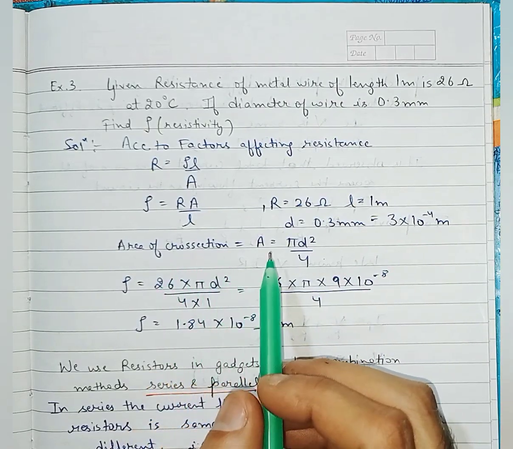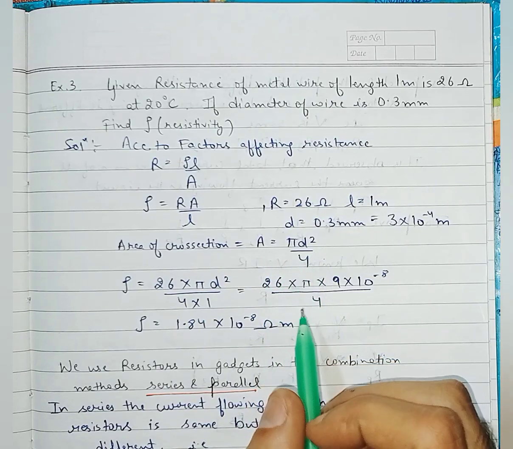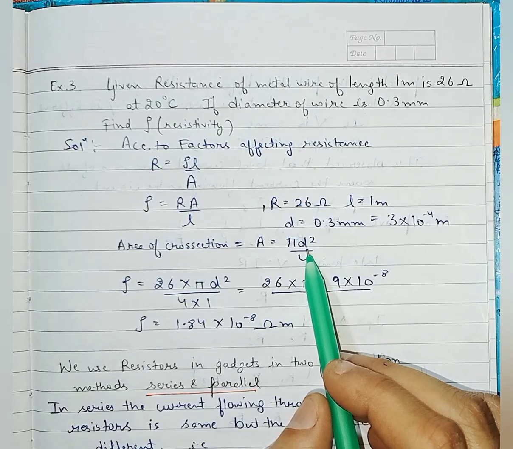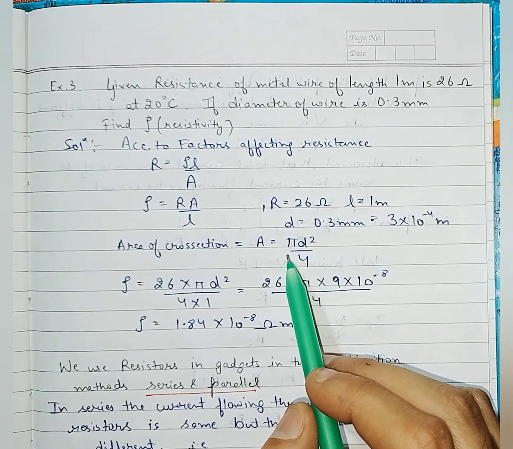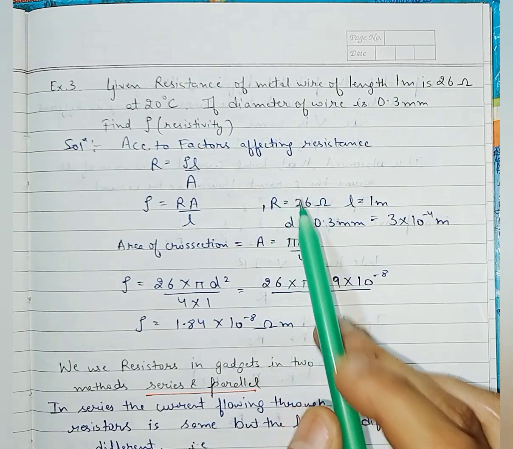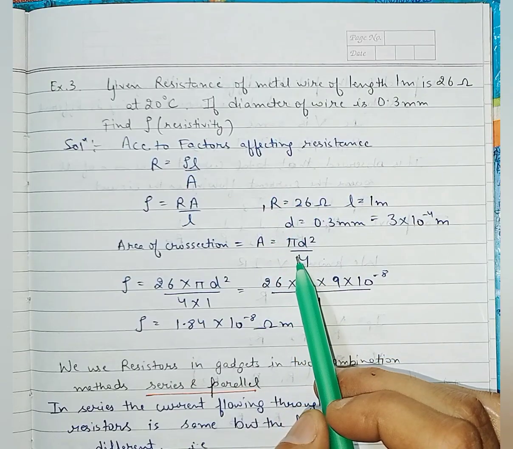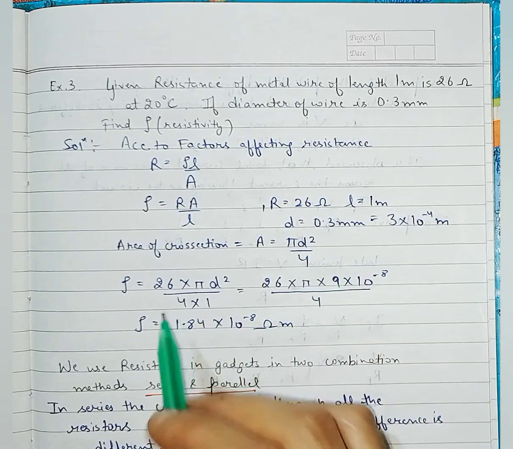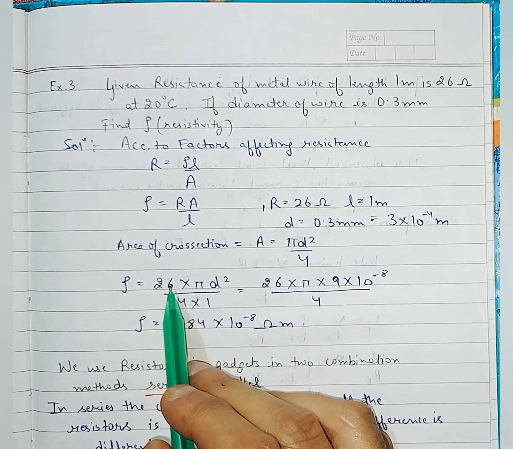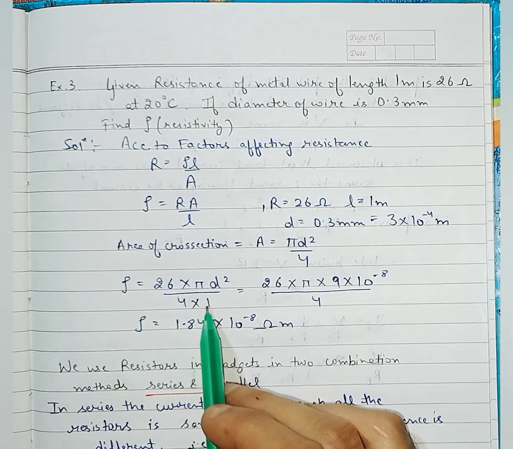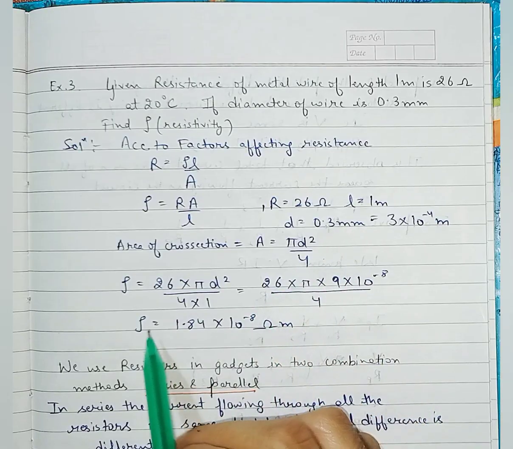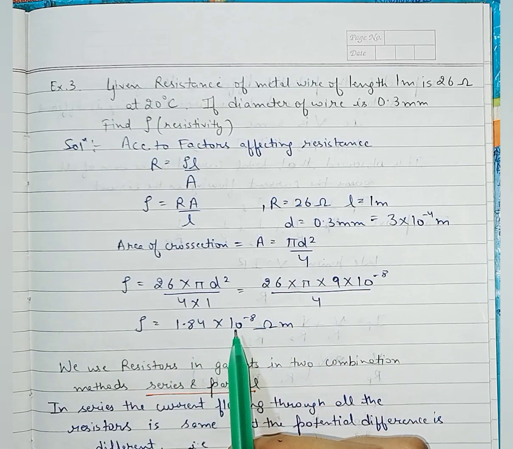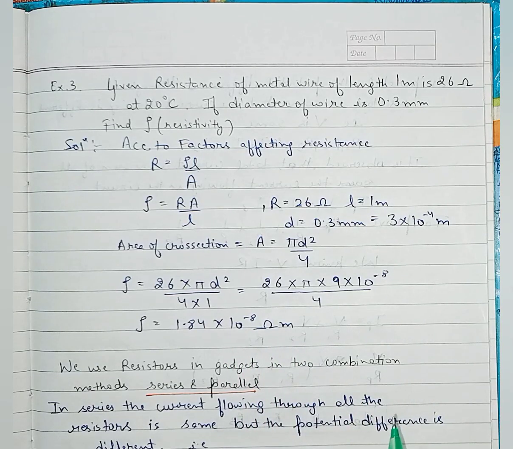Now area of cross section equal to pi d square by 4. This is the commonly used area. In the electricity chapter we commonly use this pi d square by 4 as the area of cross section in the resistivity part. So rho equal to 26 into pi d square by 4 divided by 1, that is the length. So our resistivity will come to 1.84 into 10 to the power minus 8 ohm meter.